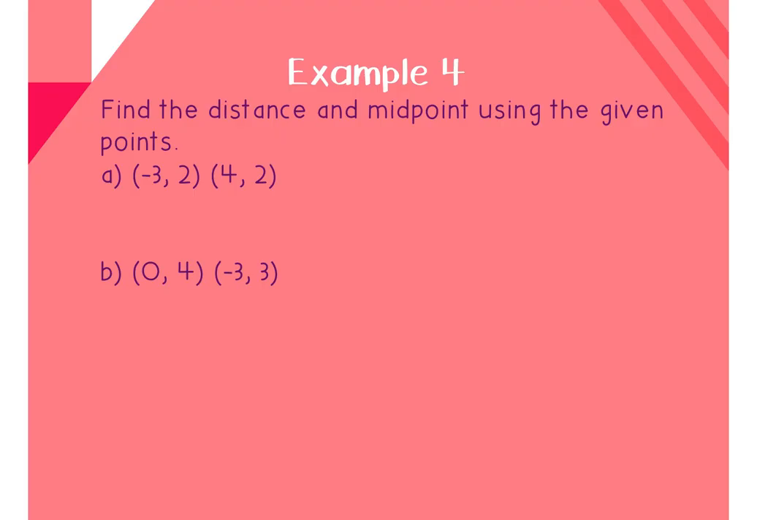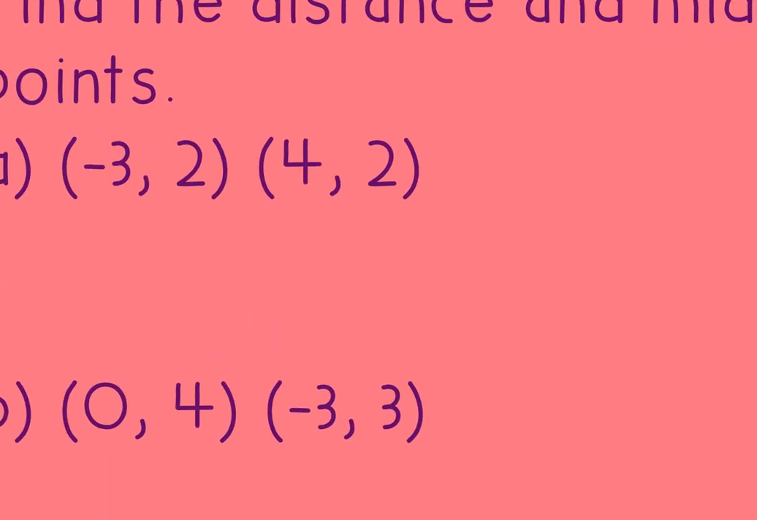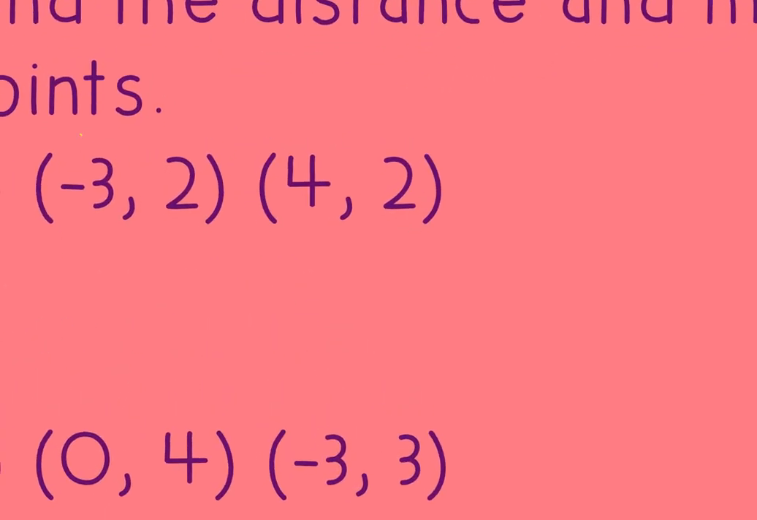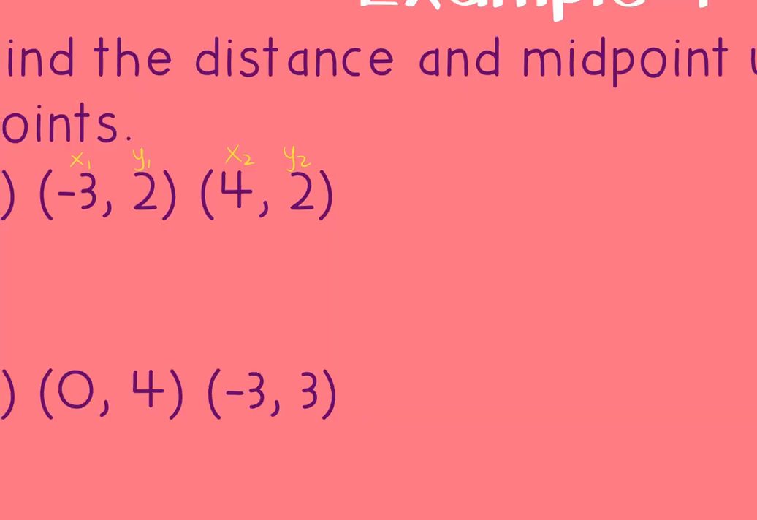All right, so example 4 says, find the distance and the midpoint using the given points. I'll do A with you, and then I'm going to have you do B. It doesn't matter which one I call ones and twos as long as I'm consistent. So I'm going to make this x1, y1, x2, y2. And for distance, I get the square root of 4 minus the negative 3, which becomes plus 3, squared, plus 2 minus 2, squared. Square root of 7 squared plus 0 squared. Square root of 49, which goes back to 7.